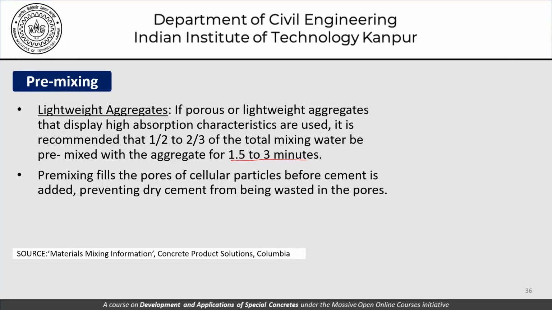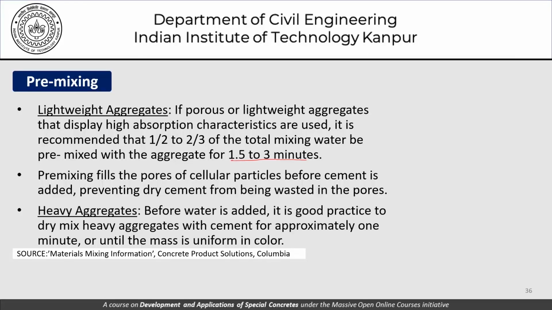pores. Similarly, when it comes to heavy aggregates, before the water is added, it's a good practice to dry mix the heavy aggregates with cement for approximately 1 minute or until the color of the mass becomes uniform. So these are some of the tips, some of the issues that are being highlighted, along with some kind of guidelines being given. So of course this 1 minute or 1.5 to 3 minute, that should be taken with a pinch of salt, because those numbers would depend on the kind of aggregates involved, the kind of mixing process that you're using. But please keep in mind the principle of what's being said.